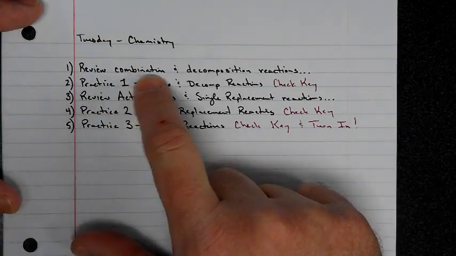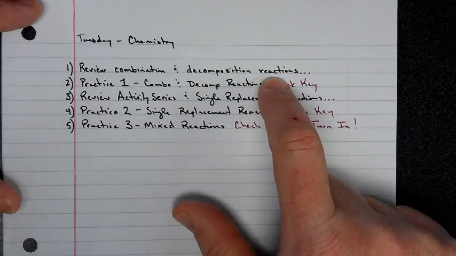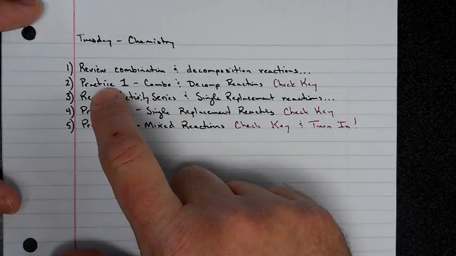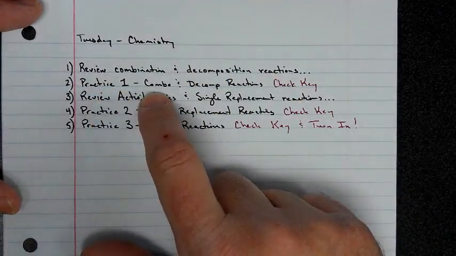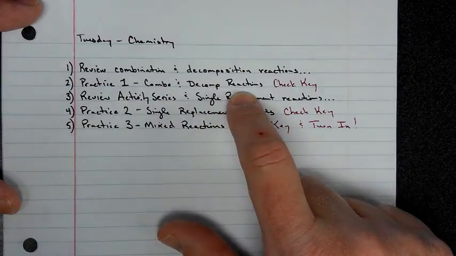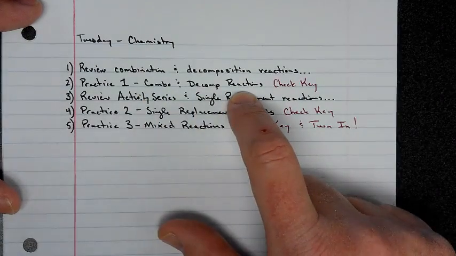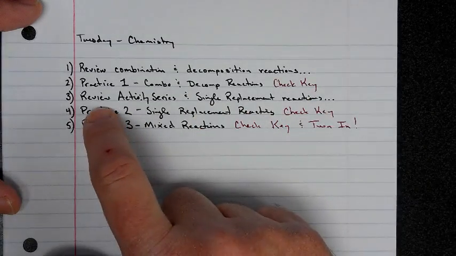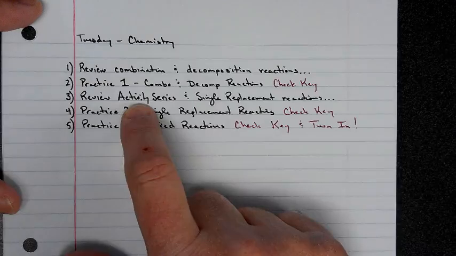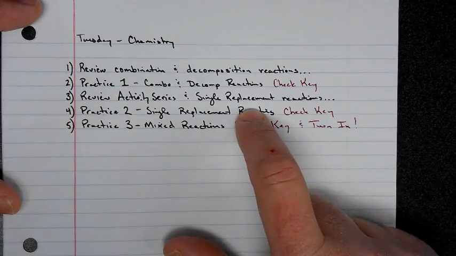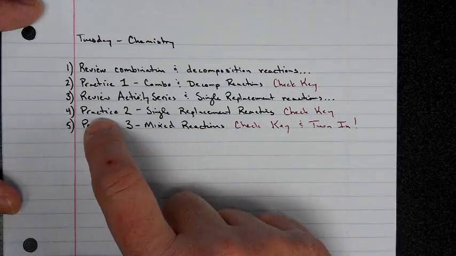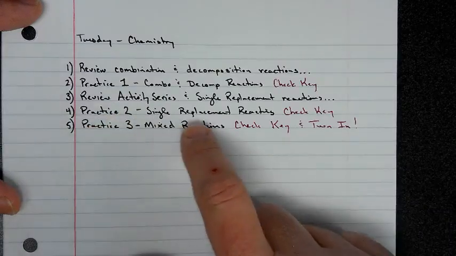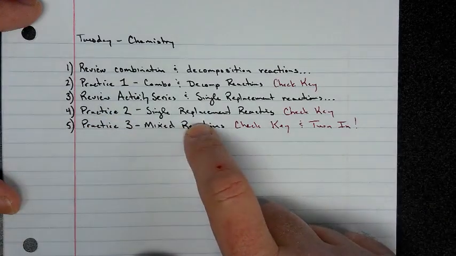I'll start out by reviewing combination and decomposition reactions with you. Then you're going to get practice 1, which reviews combo and decomposition reactions from your substitute teacher. You'll check the key. When you feel good about that, come back to my video. We'll review the activity series and single replacement reactions. When that's finished, you'll complete practice 2, which covers single replacement reactions.